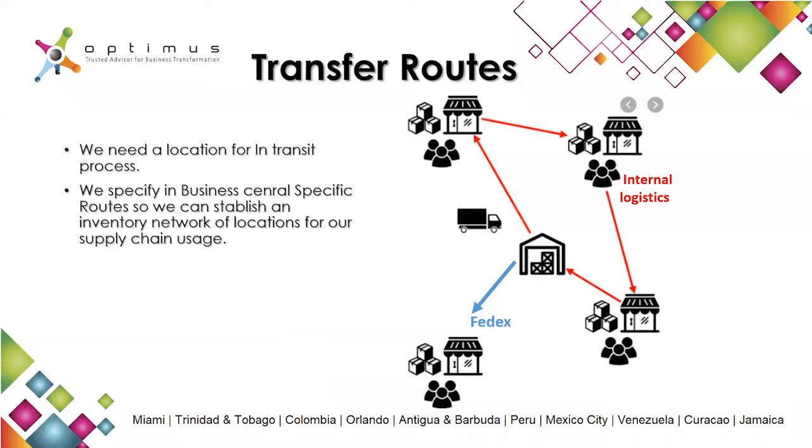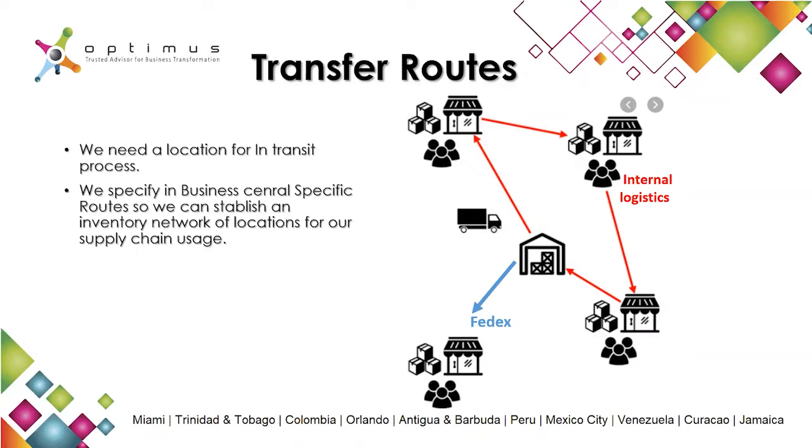Then we're going to get to the concept of transfer routes, very important for our inventory process. We might have different warehouses, trucks, and stores in our network for a specific company. Then, for us, it's very important to specify how we create the transferring of our inventory. We need to specify to Business Central transfer routes. Why?